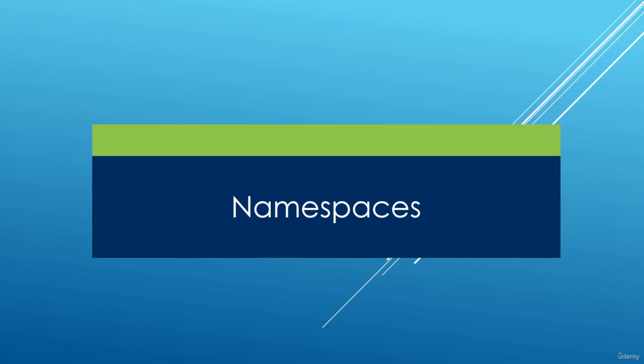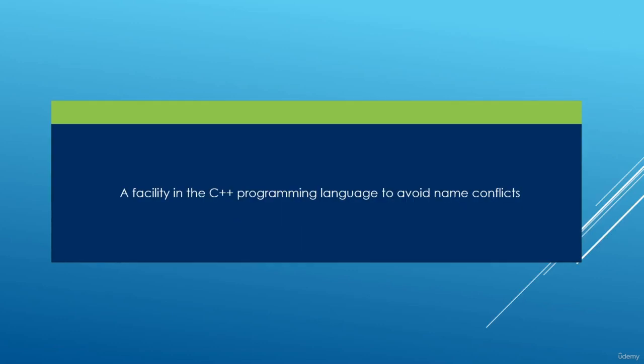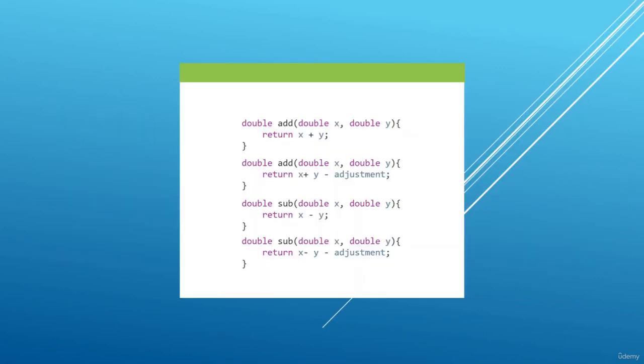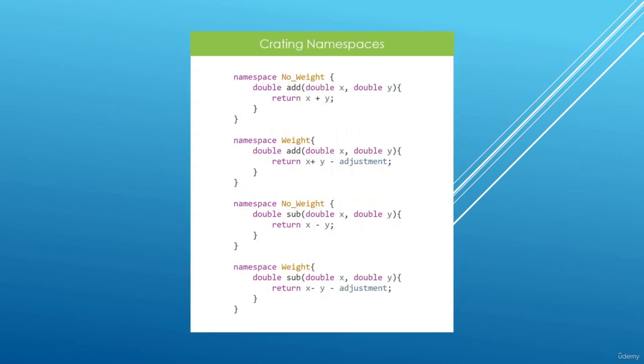Congratulations on hitting the end of this chapter where we were learning about namespaces. We have seen that it is a facility we have to avoid name conflicts in our program, and this gave us the ability to set up the same function across multiple namespaces. We started out by looking at the syntax you use to set up your own namespaces.